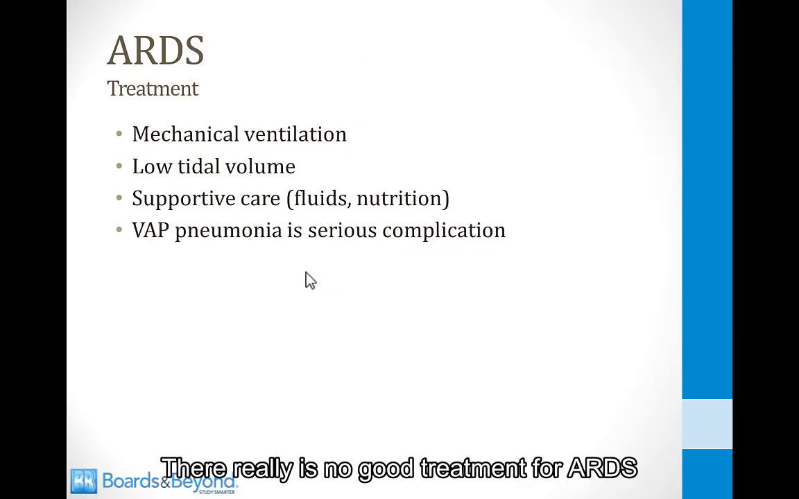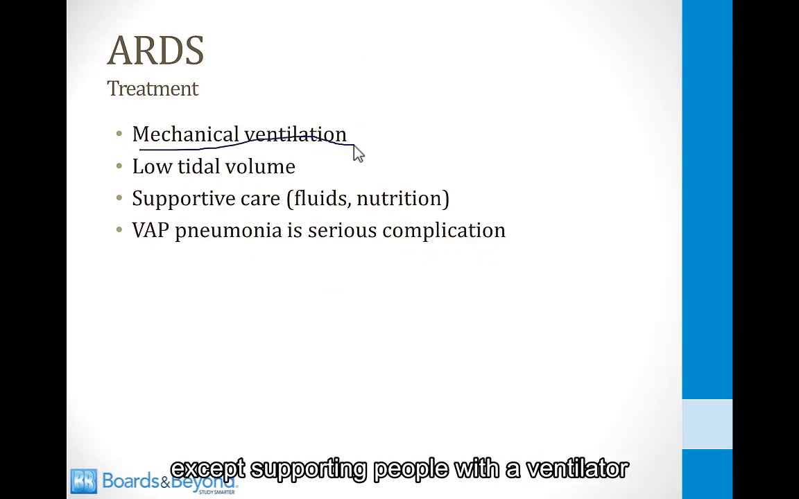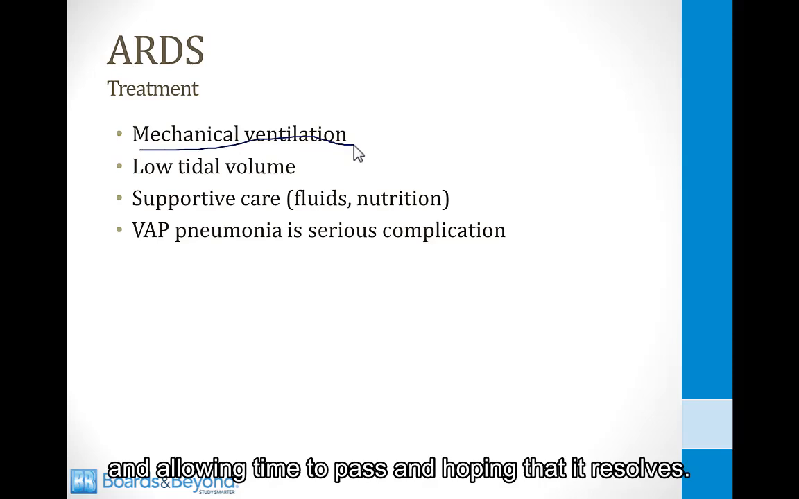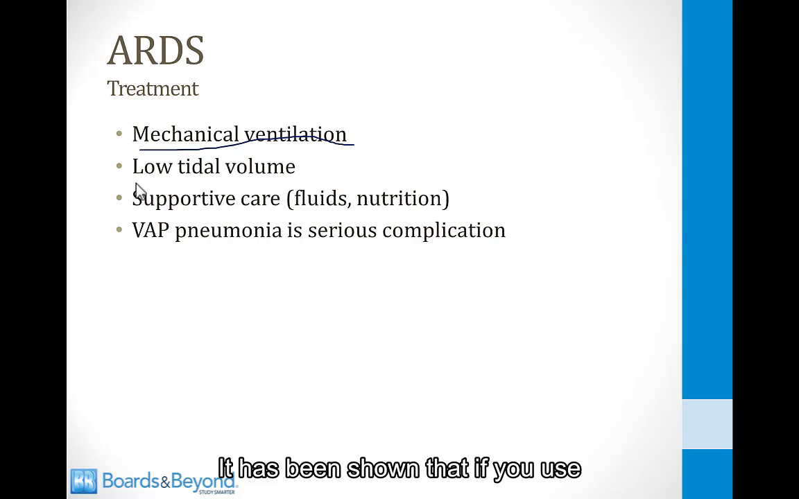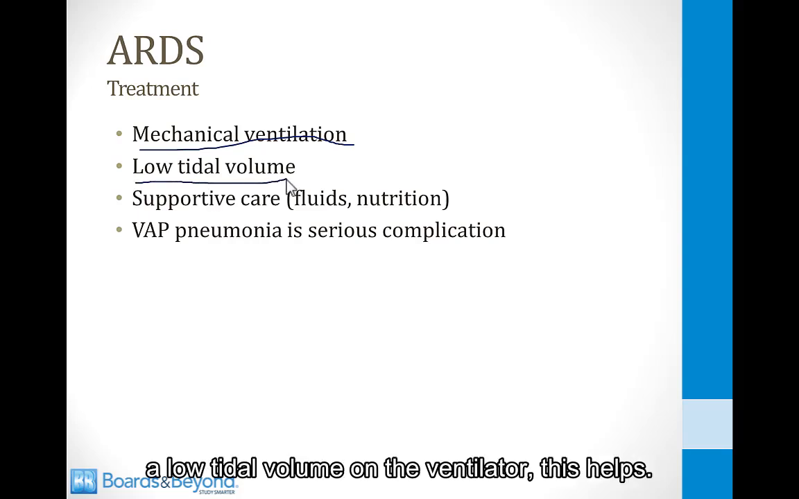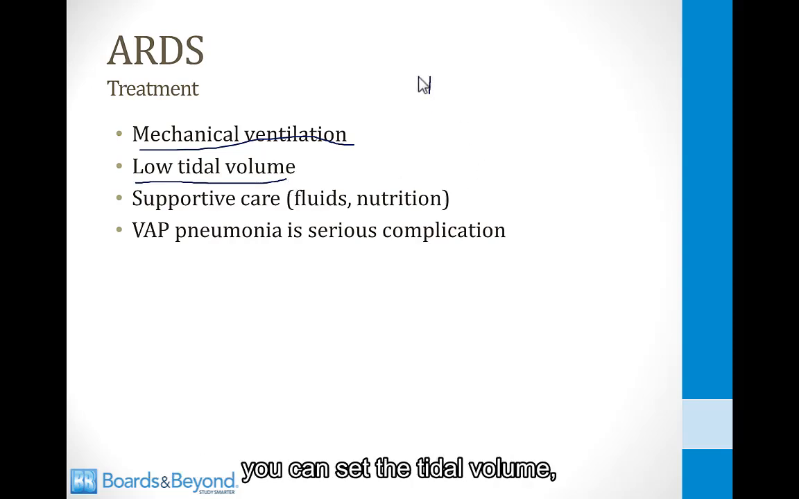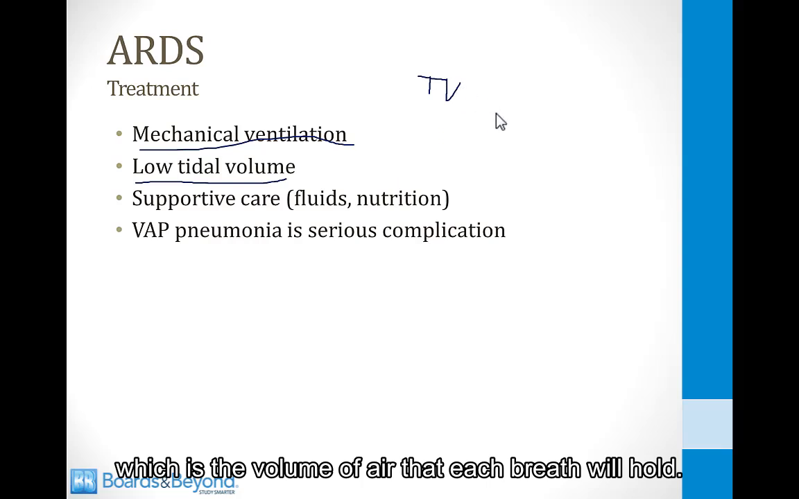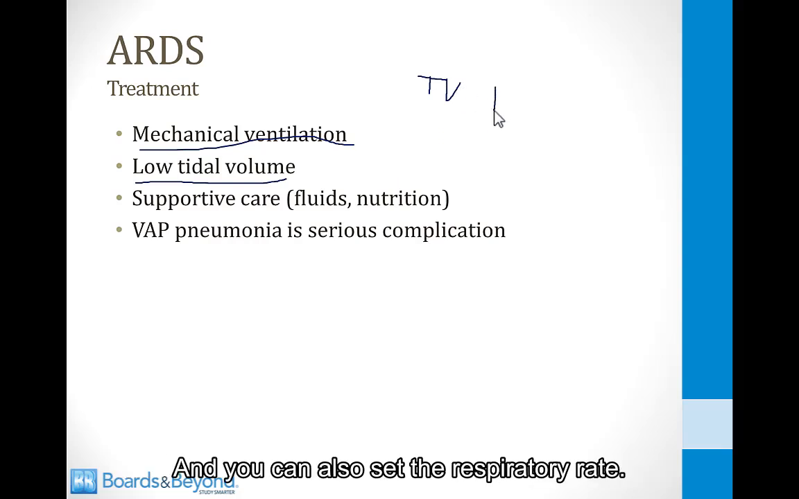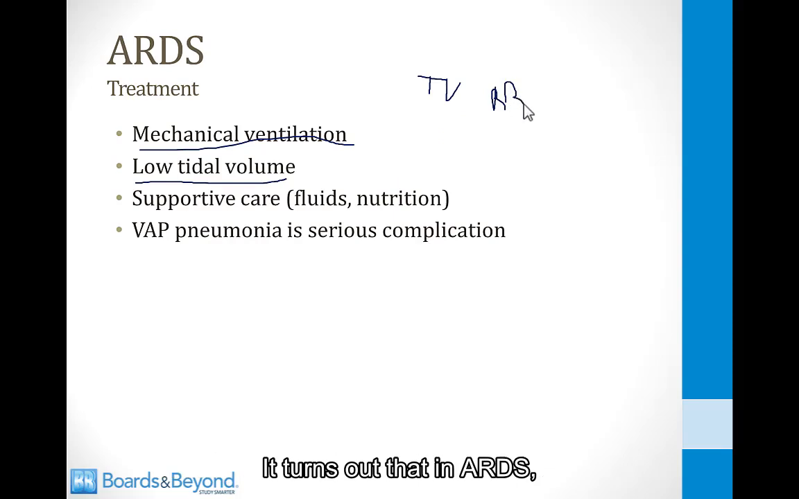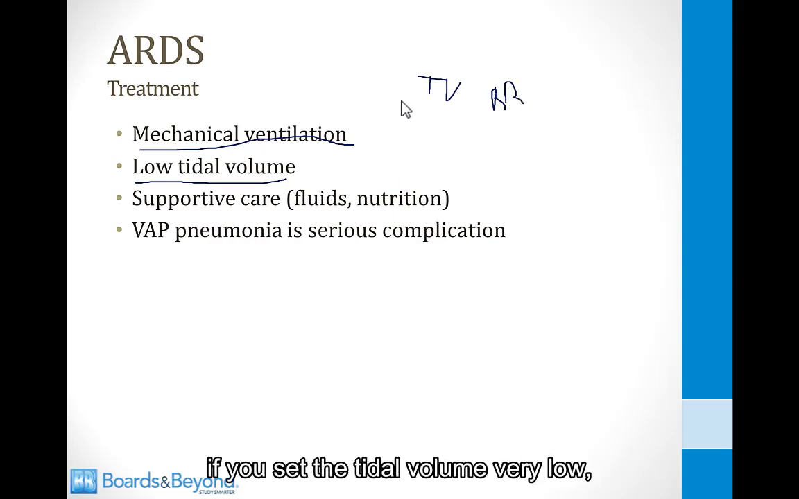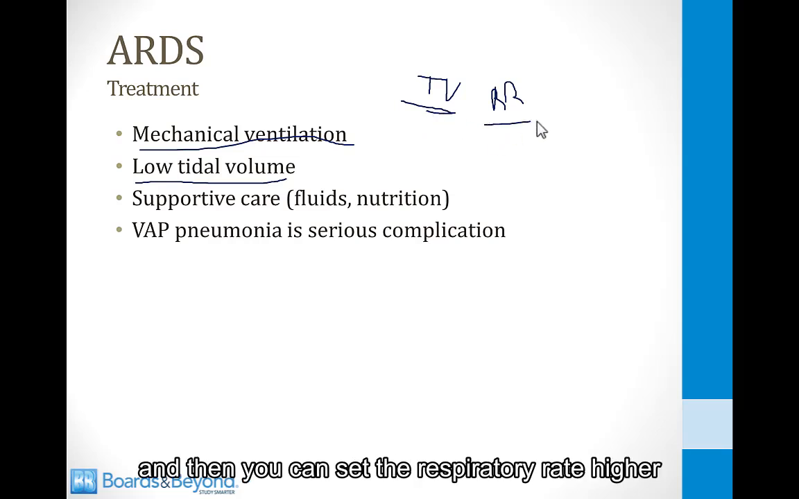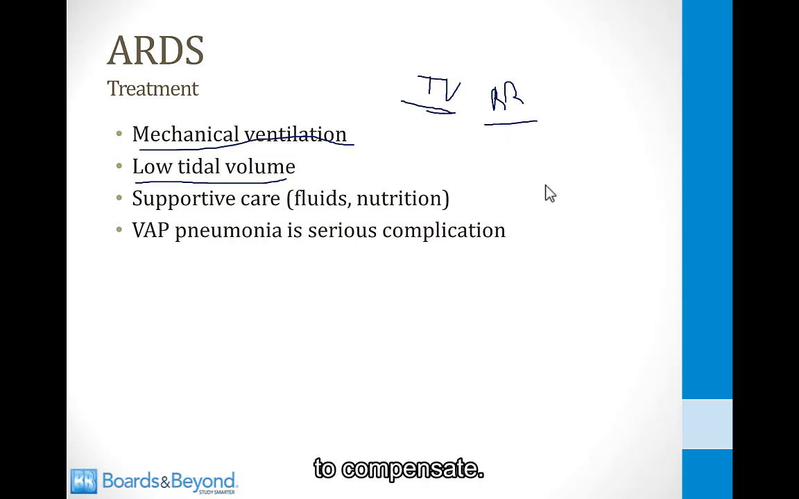There really is no good treatment for ARDS except supporting people with the ventilator and allowing time to pass and hoping that it resolves. It has been shown that if you use a low tidal volume on the ventilator, this helps. So when patients are ventilated by a machine, you can set the tidal volume, which is the volume of air that each breath will hold, and you can also set the respiratory rate. It turns out that in ARDS, these patients do better if you set the tidal volume very low, and then you can set the respiratory rate higher to compensate. This causes less injury to the lungs and helps the patients be more likely to get over the ARDS.